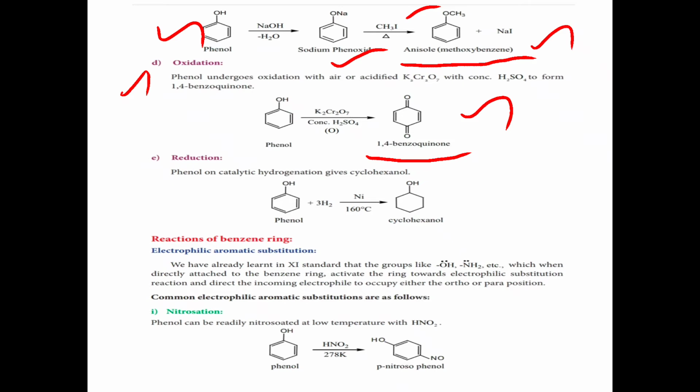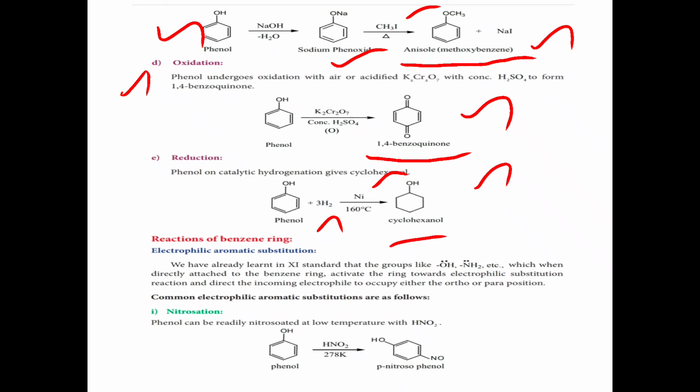And the reduction reaction: reduction of phenol means addition of hydrogen. See here, the alternate double bonds are removed. Phenol is converted into cyclohexanol by the addition of hydrogen, and nickel is acting as a catalyst at 160 degrees Celsius. This is the reduction reaction for phenol.